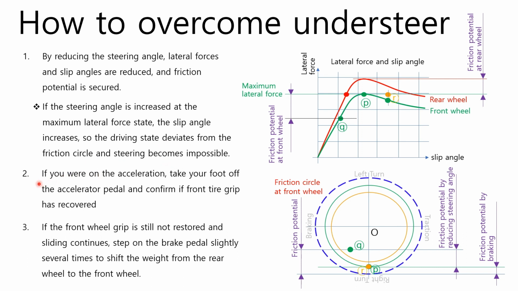If you were on the acceleration, take your foot off the accelerator pedal and confirm if front tire grip has recovered. If the front wheel grip is still not restored and sliding continues, step on the brake pedal slightly several times to transfer the weight from the rear wheel to the front wheel. As a result, the friction force potential increases as the slip angle decreases, and the friction force potential further increases as the normal load due to braking increases at the front wheels, so the final friction circle becomes a blue dashed circle. The driving state at this time becomes point Q. Therefore, front wheel steering becomes possible.